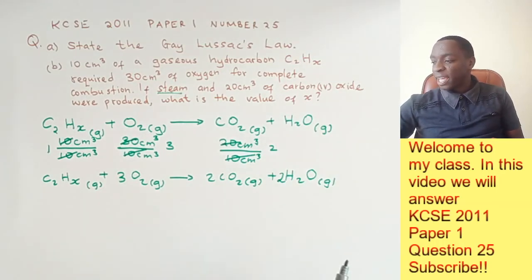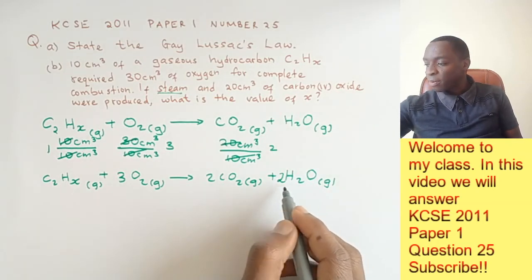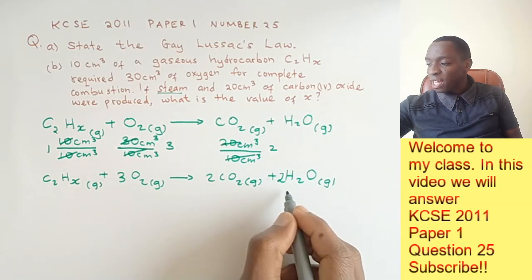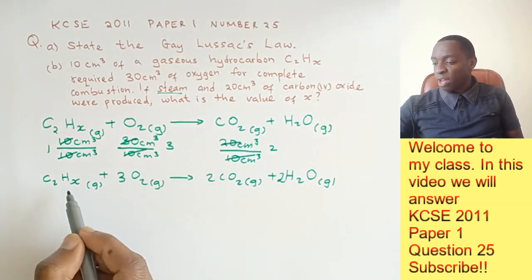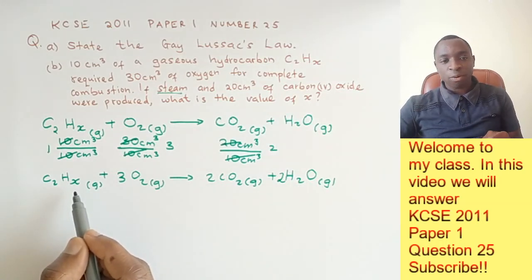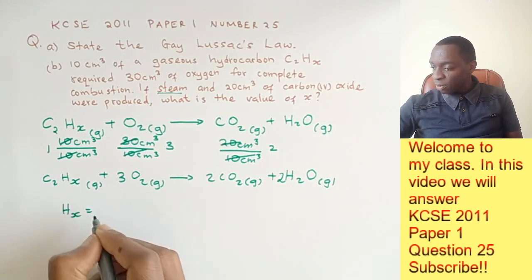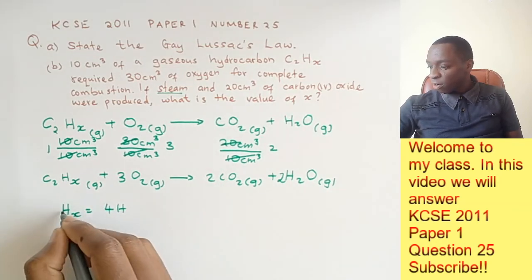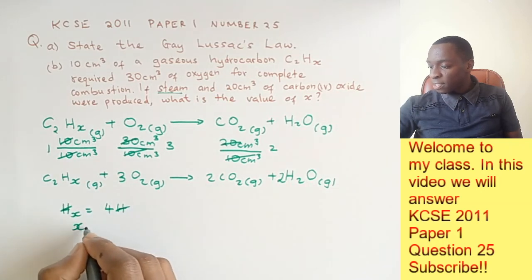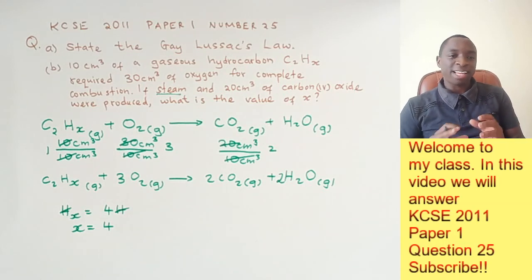Now that provides us a hint of how many hydrogens are present on this side. On this side we now have 2 times 2, which is giving us a total of 4 hydrogens. And that means that the total number of hydrogen on the other side must be 4. Therefore, it follows that Hx equals 4H. So what is X? We'll cross out the H and we'll end up with X equal to 4. So there, the value of X is 4. As simple as that, and you have your marks in the national exam.